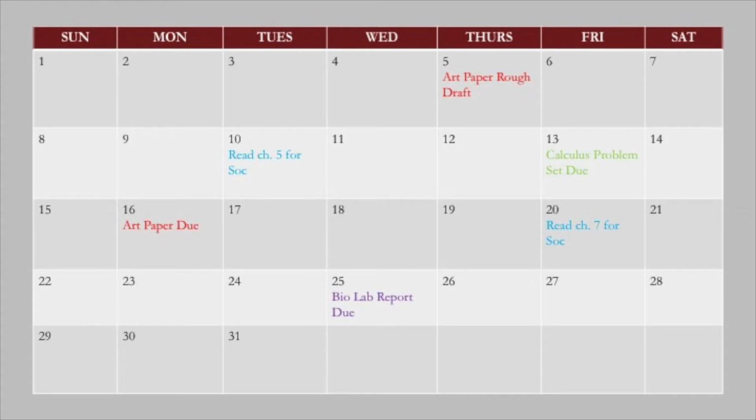This is an example of a monthly outlook. It's similar to the semester outlook, but is less overwhelming for some students. You can color code your assignments here as well. The next time management system is the weekly schedule.